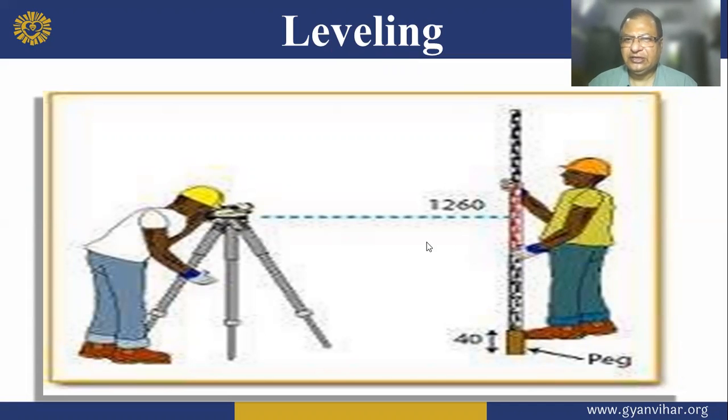So suppose he has seen the reading 1.260 and 0.40 is the peg height on which they have kept the staff. So my dear, it means the height is 1.460. The ground level is not that height, the ground level is 1.660.